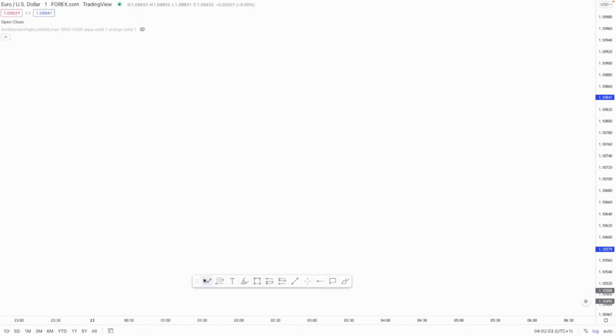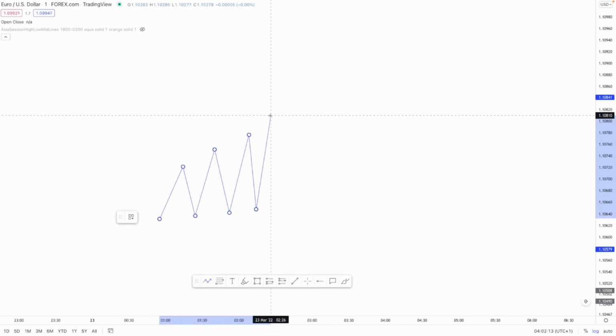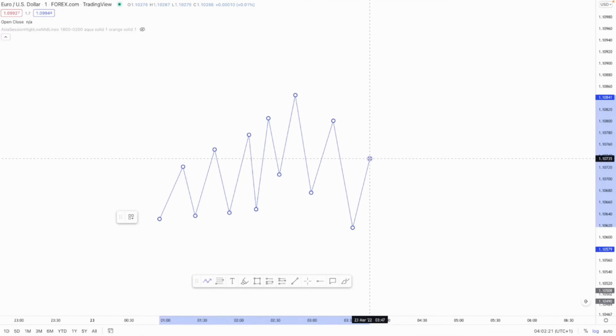Now, if we just draw out a little pattern here, we'll go from a low to a high, we'll respect the low and we'll put in a new high. We'll respect the low again, we'll put in a new high. We'll respect the low again, we'll put in a new high. And we'll come down, we'll take the high again, and then boom, we'll take the low. And then we'll just carry on the same formation.